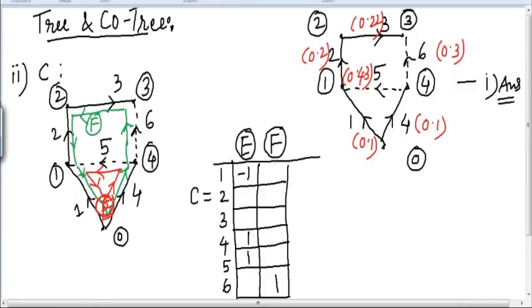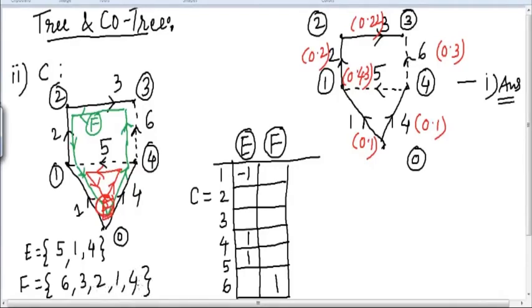Then when we go to F, we can see the elements are 6, 3, 2, 1, 4. So there are many elements. Let me write here the set of E and F. E will have 5, 1, 4, and F will have these elements: 6, 3, 2, 1, 4. If you skip any of the elements, your problem will be wrong. So please ensure that all the elements are filled.